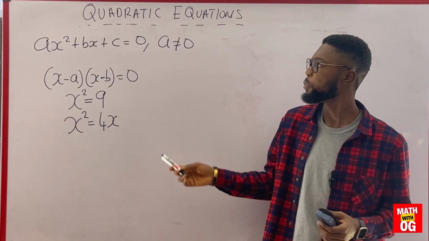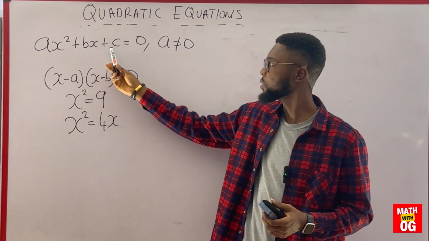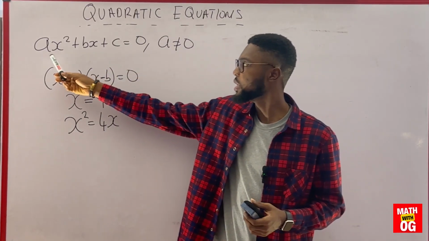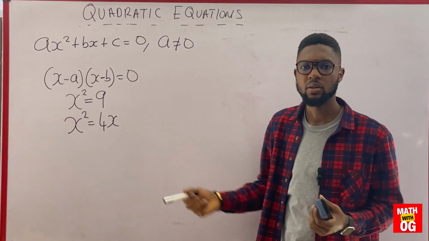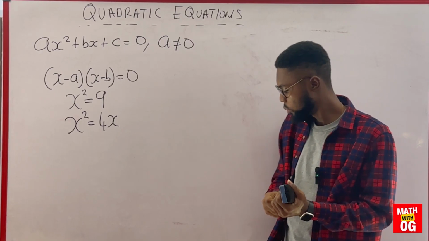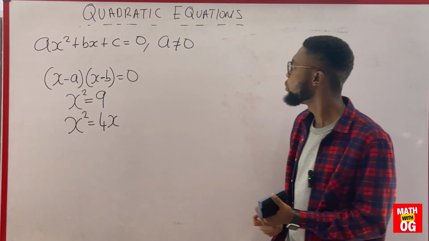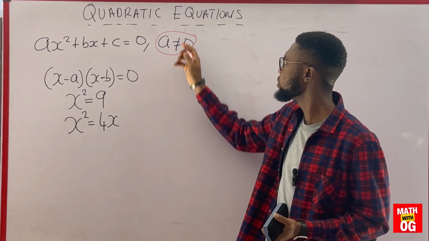Now, we can represent a quadratic equation in this form: ax squared plus bx plus c is equal to 0, where a is the coefficient of x squared, b is the coefficient of x, and c is a constant. So any quadratic equation that obeys this rule, provided that a is not equal to 0, is a quadratic equation.